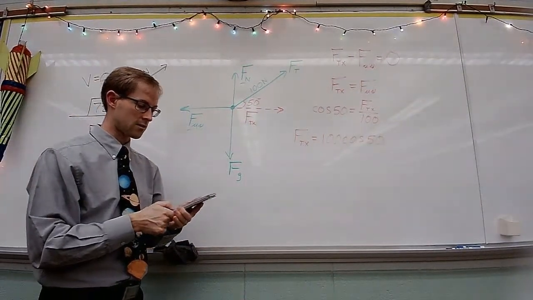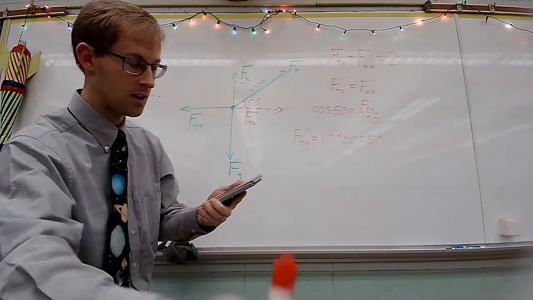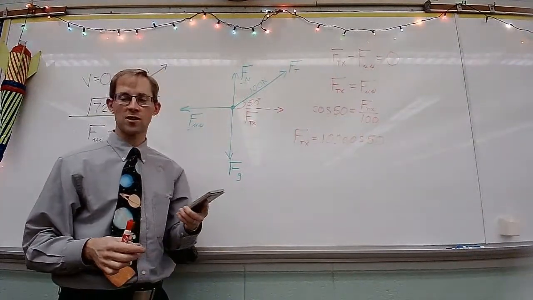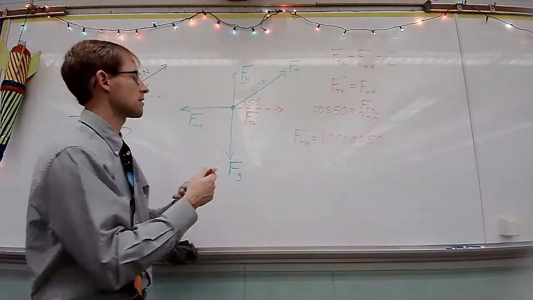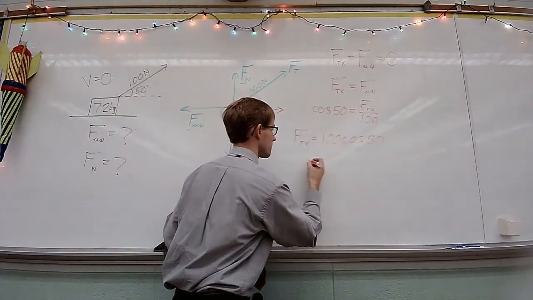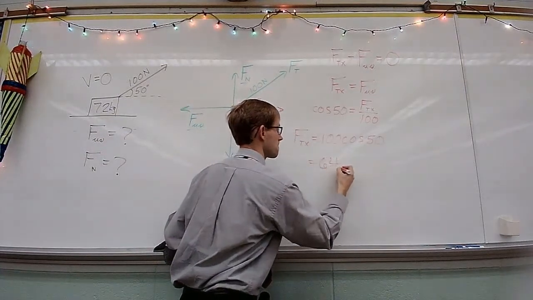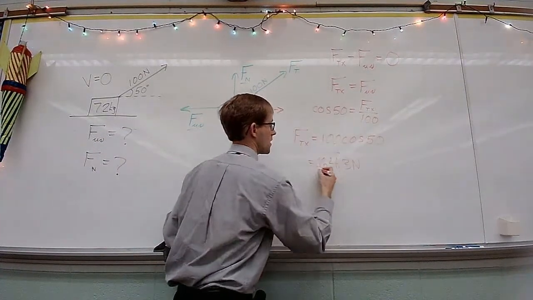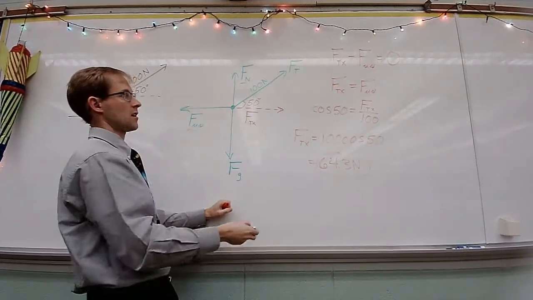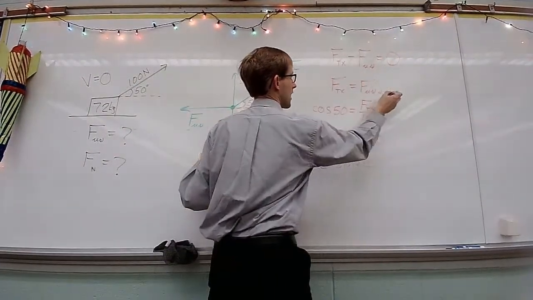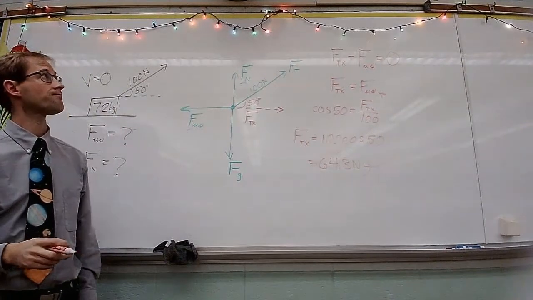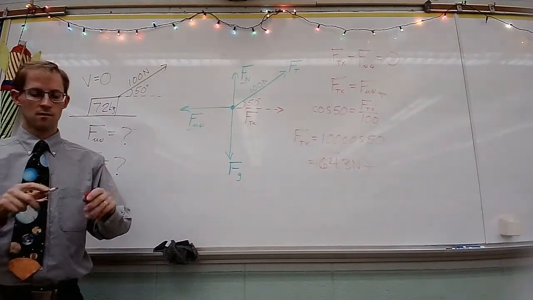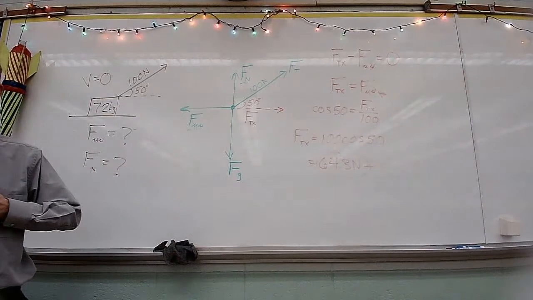And if your calculator is in degree mode, which you should, I'll try and remember to remind you of that as you come in tomorrow, you should get 64.3. And because tension in the x direction is equal to force of static friction, we're done with that part. Questions on this one?